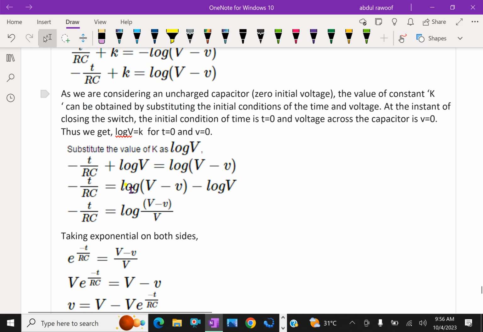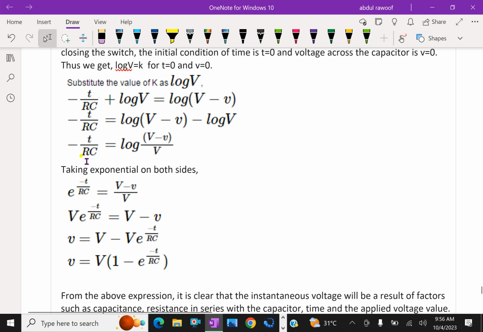Then we know that log M minus log N is log M by N, so minus t over RC equals log of (V minus v) over V. Subtraction becomes division for the log. Taking exponential, e power minus t over RC is equal to e power log of anything, which is only that. Therefore, it becomes (V minus v) over V. So this is our equation, e power minus t over RC equal to (V minus v) over V.